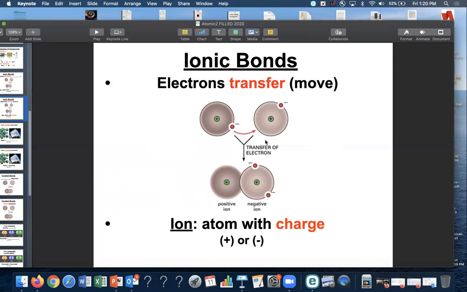If an electron is given, if some negative charge is given away, then that atom is going to be positive because it got rid of some negative charge. If an atom receives an extra electron, then it's going to have a negative charge because it's received an extra electron. So if an atom is giving away an electron, it's going to have a positive charge. If it's receiving an electron, it's going to have a negative charge.